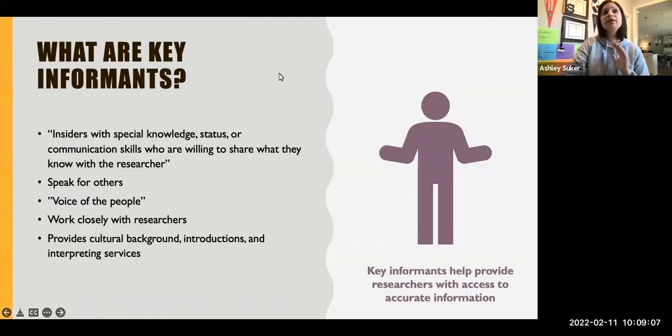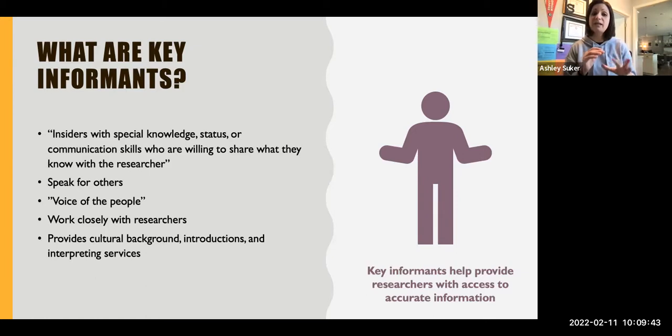Okay, so we talk about observations, and then as we move more into that participatory research realm, let's talk about key informants. We often have interviews or focus groups with key informants, partially because it saves us time and money. Key informants are willing to talk to the researchers, and key informants typically have a better idea of the whole picture of the situation than just an average person off the street. So key informants are insiders with a special knowledge, status, or communication skills who are willing to share what they know with the researchers.